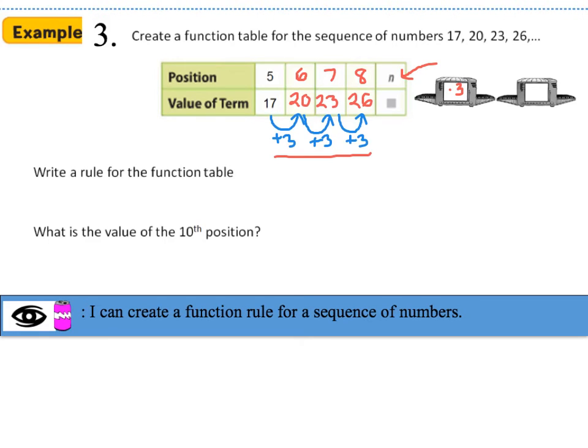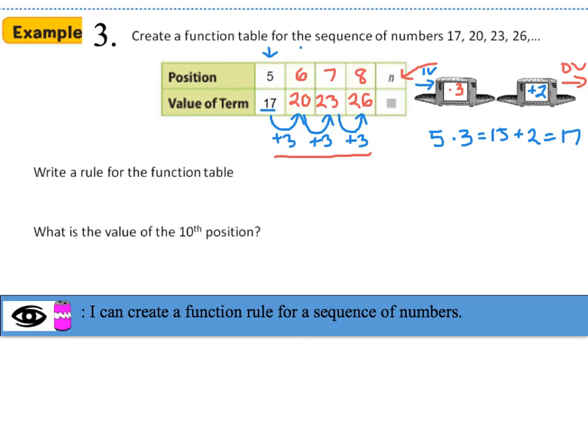If I take the position number, which is the input, plug it into the machine, I should get my value of term, or my output. So let's take the 5th position, and plug it into the machine. 5 times 3 gets me 15. But notice I don't have 17, which is the value of term that I need to have. So what I have to do is send it into the function machine, and I need to add 2 to it to get 17. So after I do that, then my dependent variable comes out of the machine to get the value of term. So let's try that rule again.